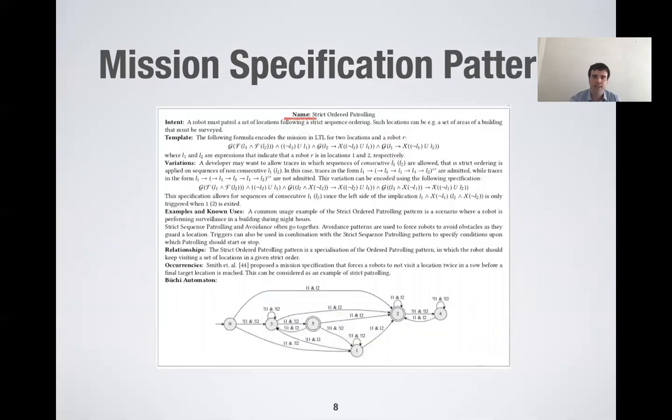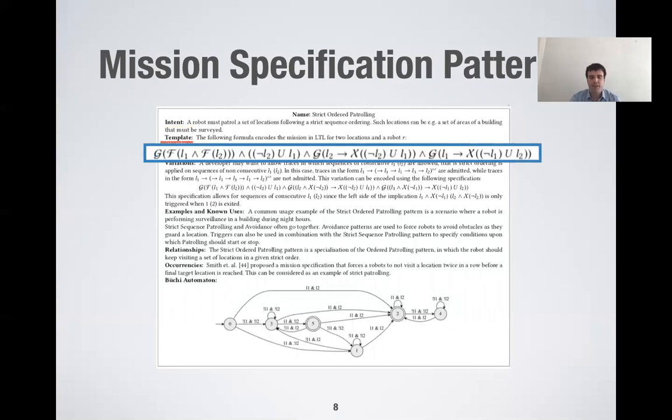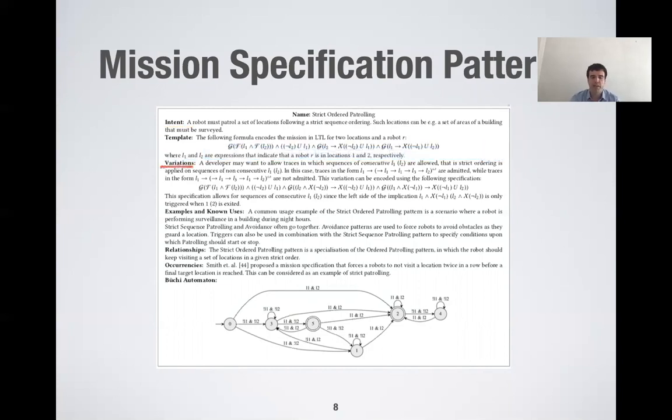A pattern has a name, a statement that captures the pattern intent, a template instance of the mission specification into a target language, in our case LTL and CTL, variations describing possible changes that can be applied to the pattern, examples and known uses, relationships with other patterns, and occurrences of the pattern in the literature. For example, this slide reports the information related to the strict order patrolling pattern.